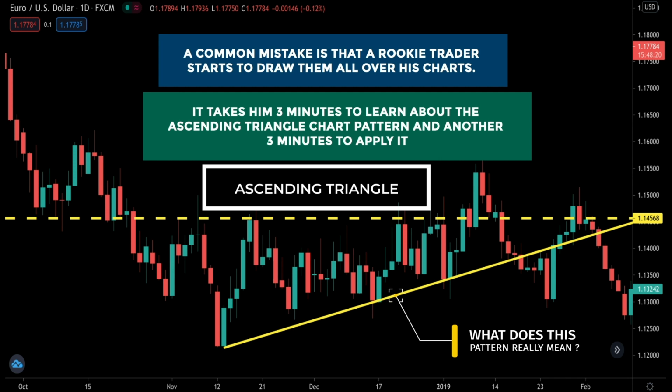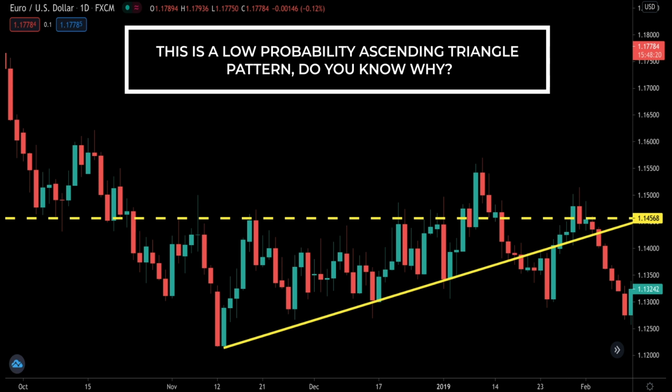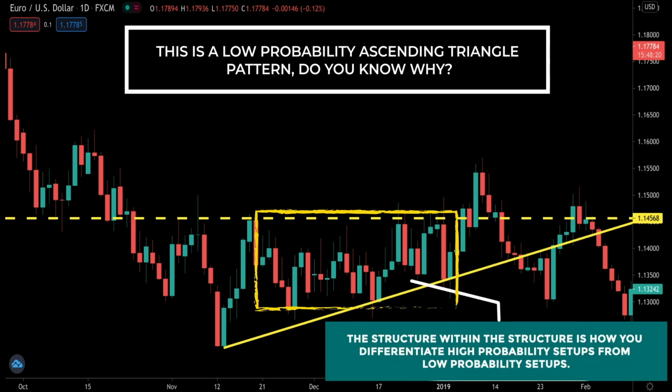So what is wrong with this approach? It seems to be sound, isn't it? Well, let me tell you, he doesn't understand how to discern between a high probability ascending triangle pattern and a low probability ascending triangle pattern. Specifically, he doesn't understand how to read the price action within the structure of the triangle. You can call it the structure within the structure if you like. The structure within the structure is how you differentiate high probability setups from low probability setups.